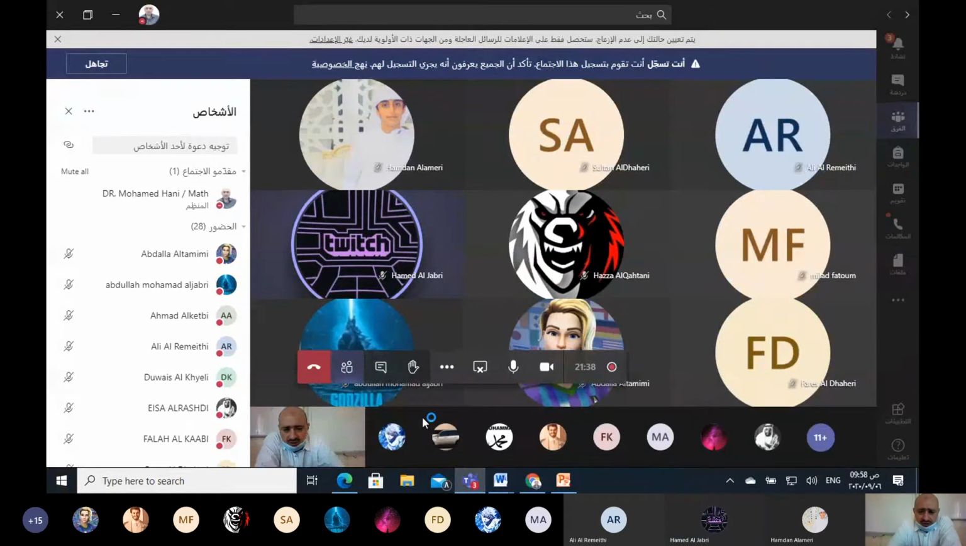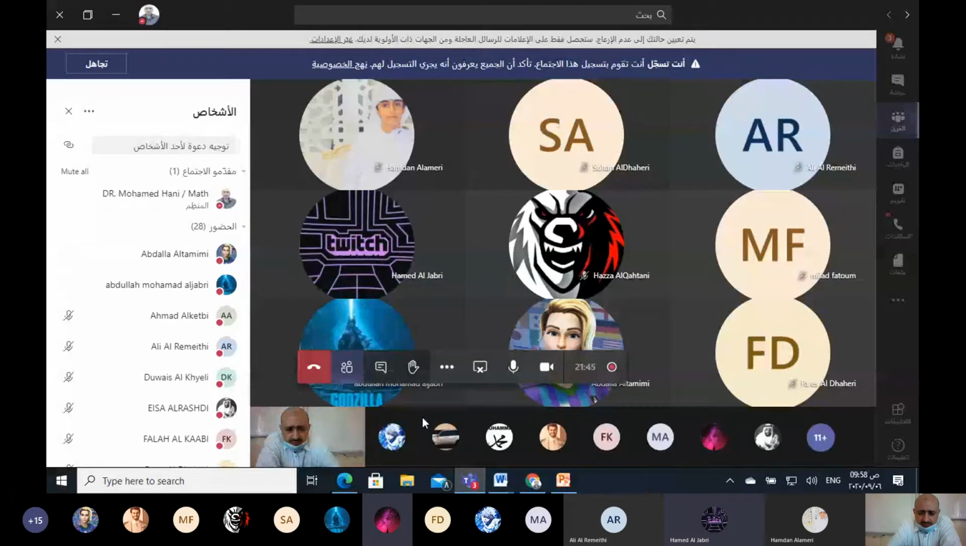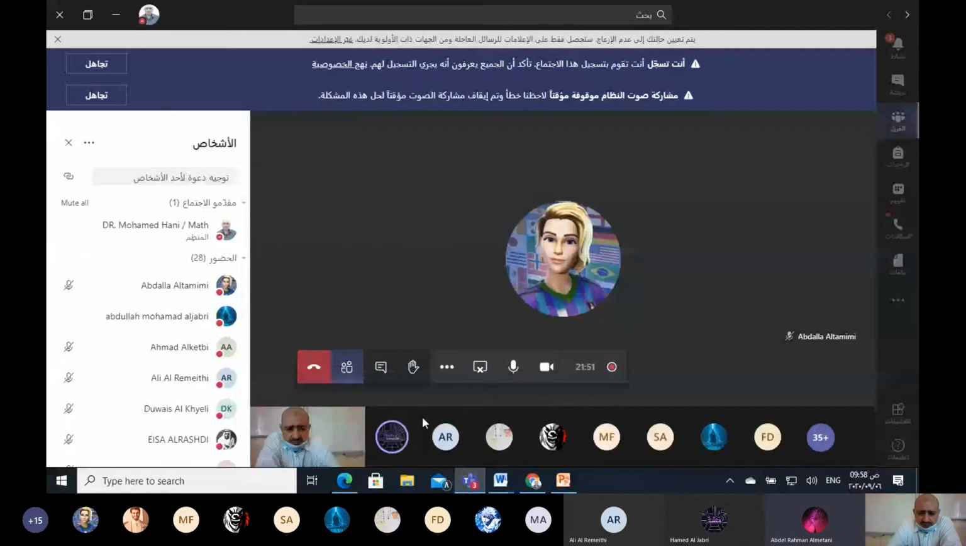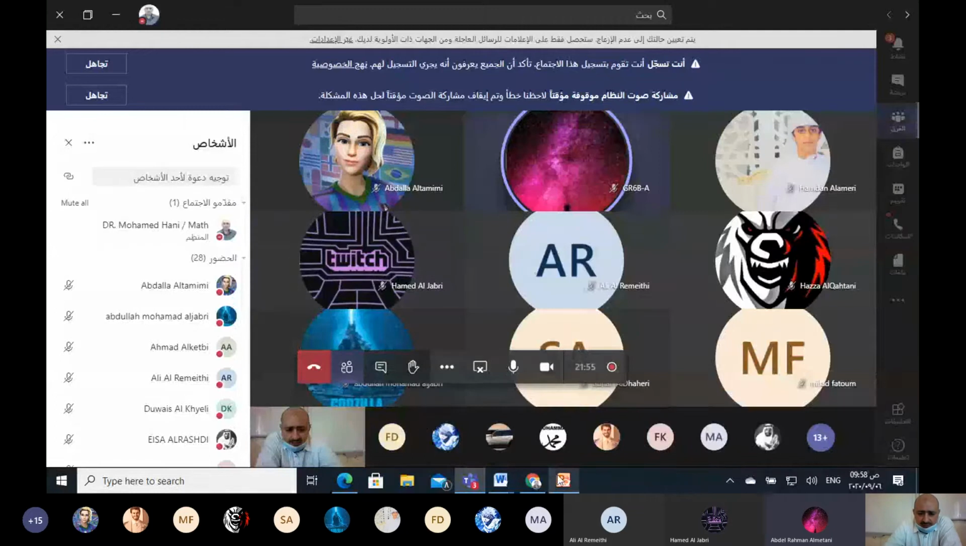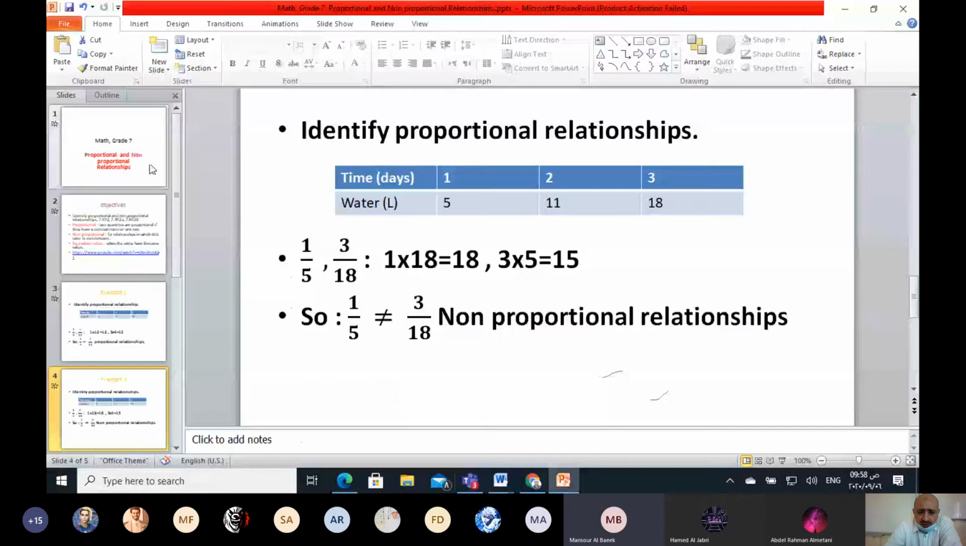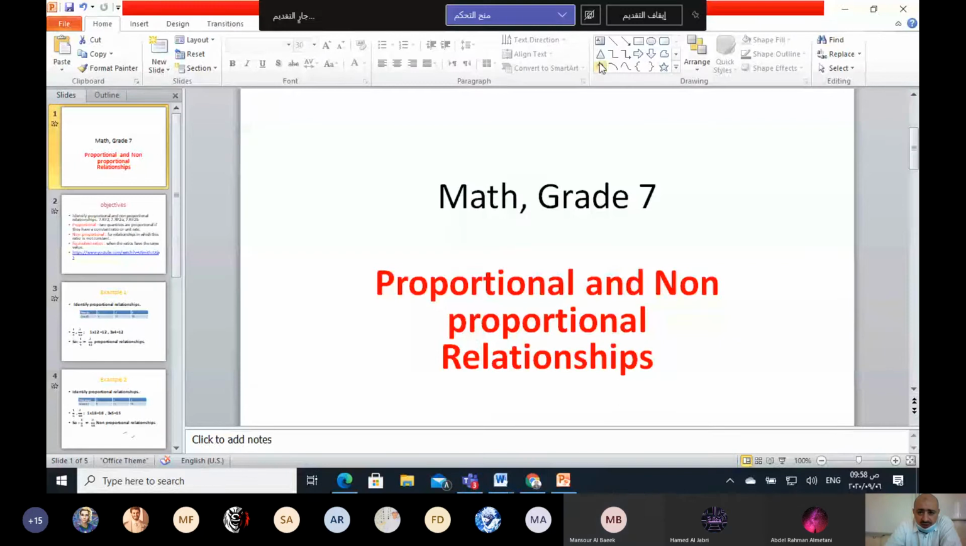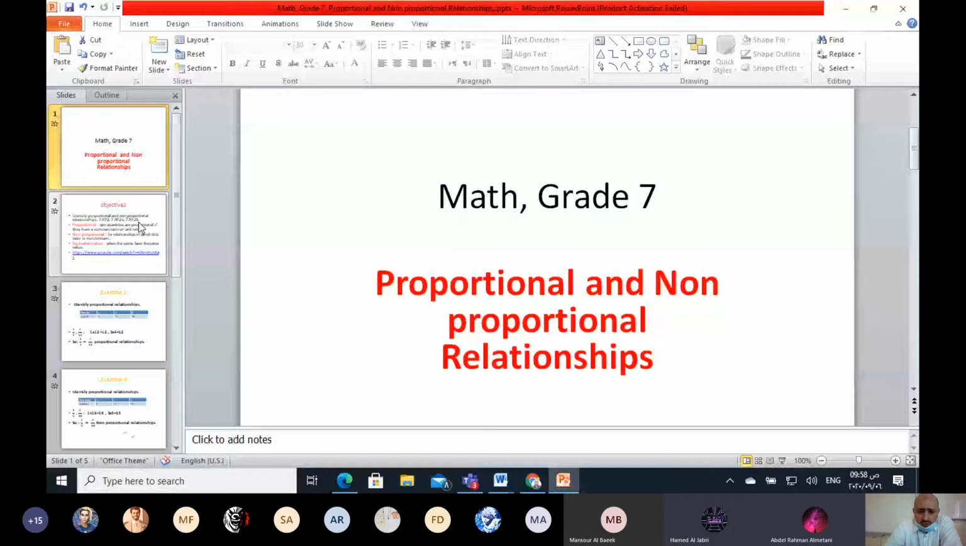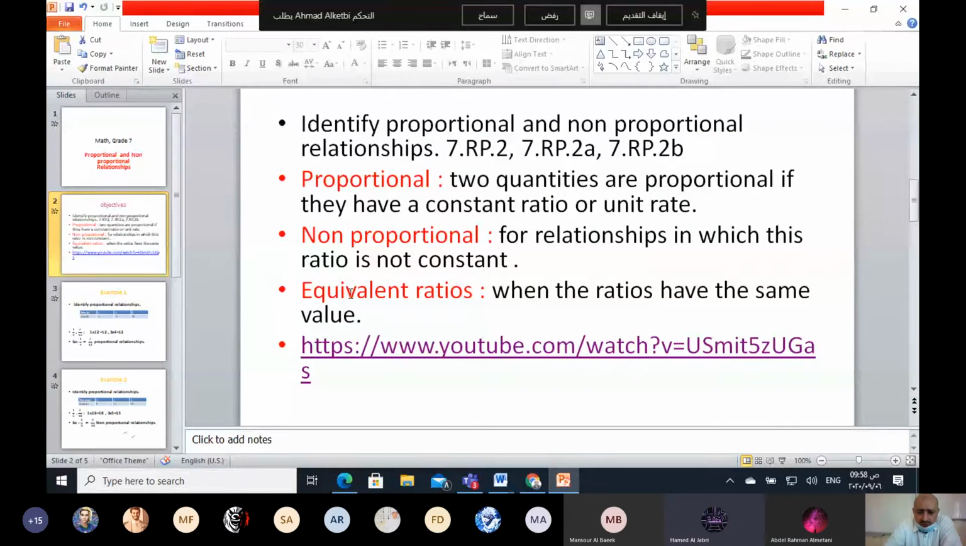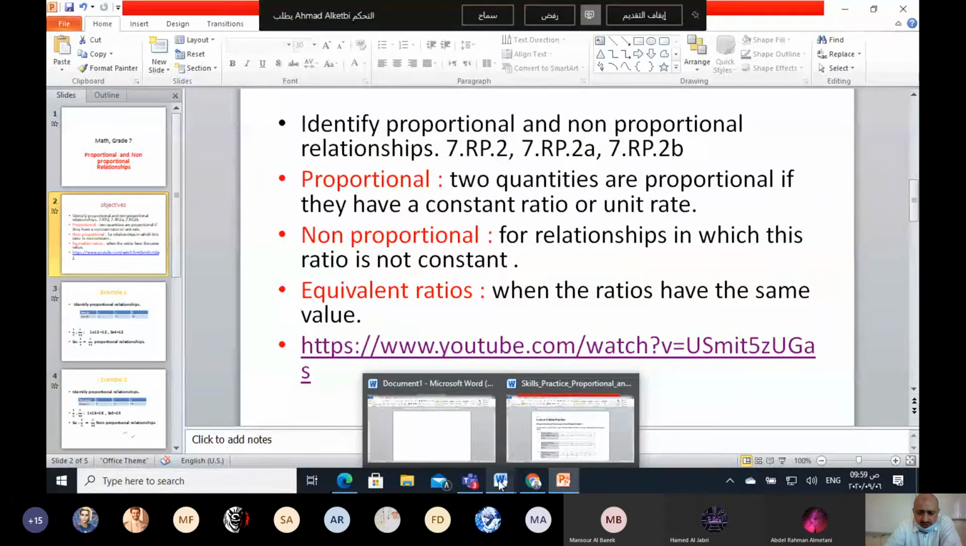Who has a question? What is the name of our lesson today? Proportional and non-proportional relationship. What did we learn today? Proportional, non-proportional, and equivalent ratios. Yes, we have. Do you have any question?